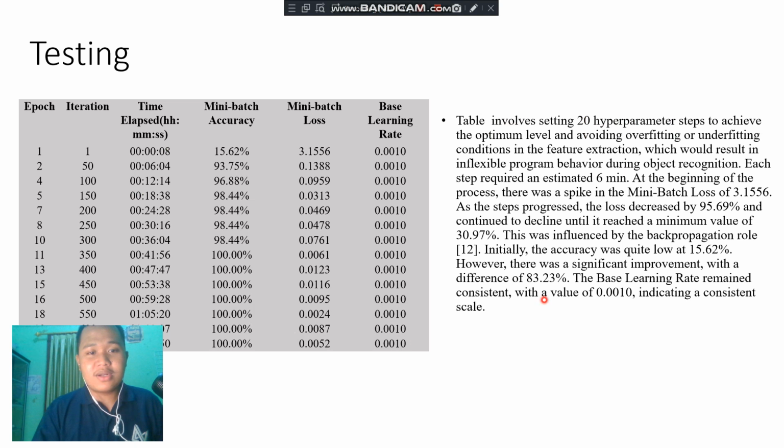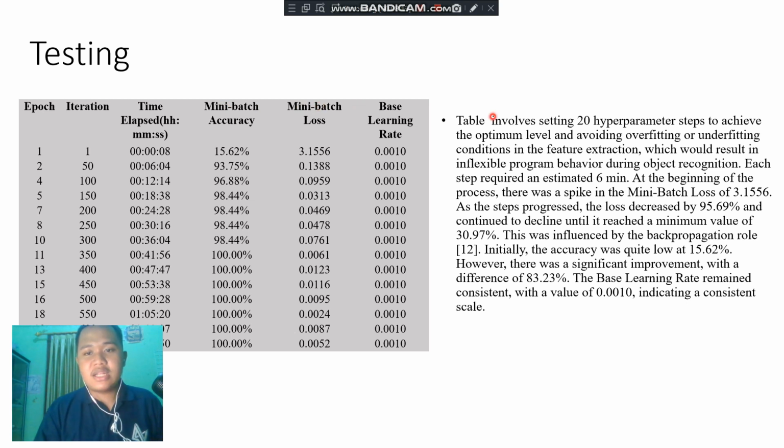Alright, let's move on. Testing. In here, in the table, we are testing the AlexNet algorithm. There are the epoch, iteration, time elapsed in hours, minutes, and seconds, the mini-batch accuracy and mini-batch loss. At the end, we get the best learning rate.